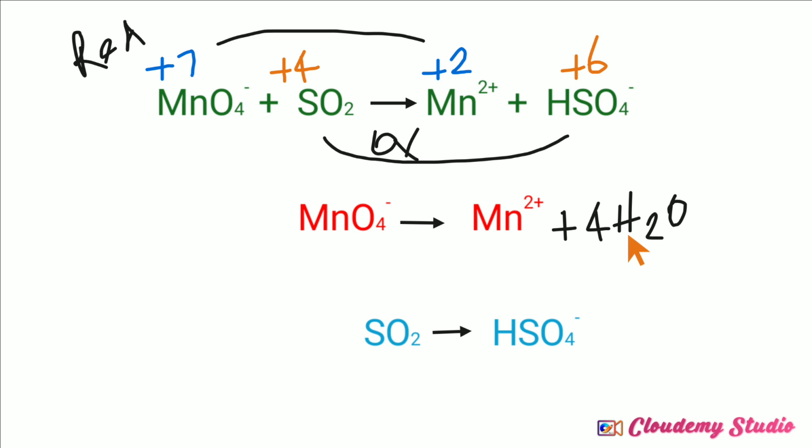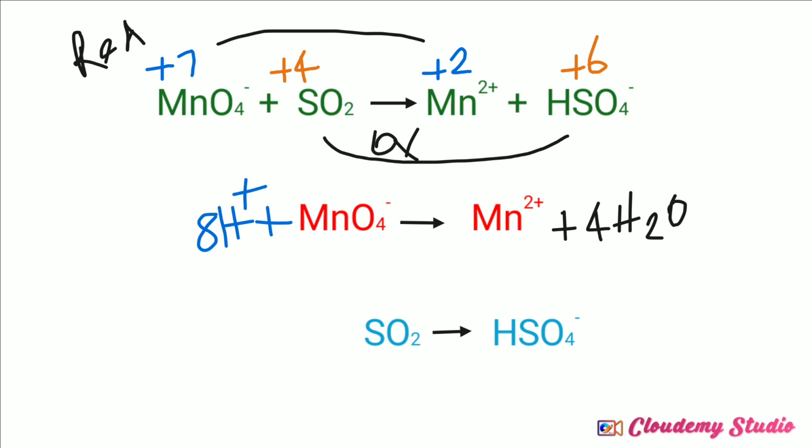So when we add 4 molecules of water on the right hand side, now 4 times 2, 8 hydrogen atoms are present on the right hand side. But on the left hand side, there are no hydrogen atoms. So in order to balance the hydrogen atoms, what has to be done? Here 8 hydrogen atoms are there. Therefore, we need to add 8 hydrogen ions on the left hand side.